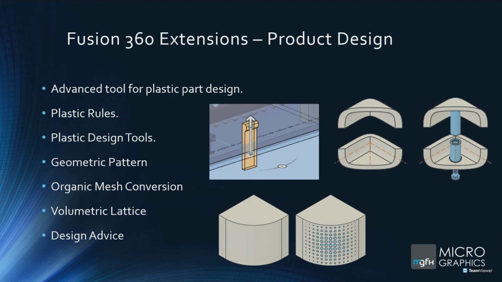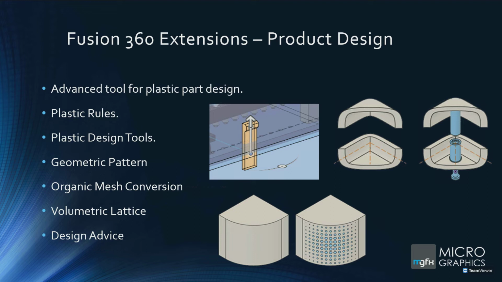Just to highlight some of the nice tools here, we have plastic rules, which allows you to assign plastic rules to components to automatically control the properties of plastic features. We also have plastic design tool options where we can use things like Boss and Snap Fit tools to create plastic features. And we can actually see those two images on the top. We have the Boss on the right and the Snap feature on the left. We can also create geometric patterns so that we can create complex patterns with adjustable size and distribution gradients across a selected face. So we think of something like a speaker grill.